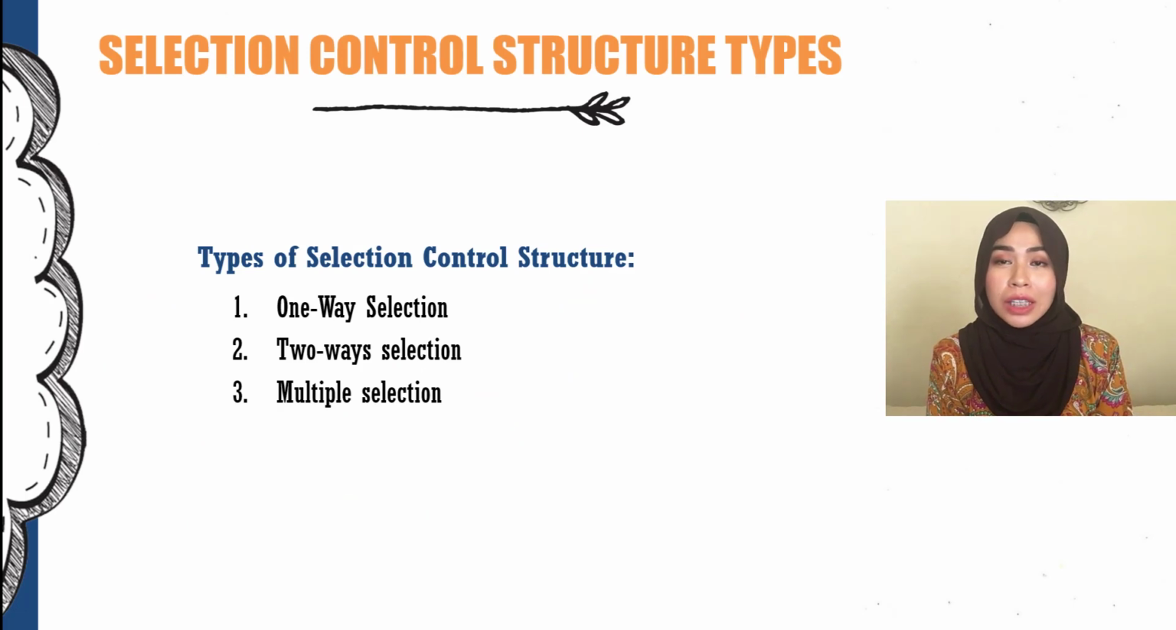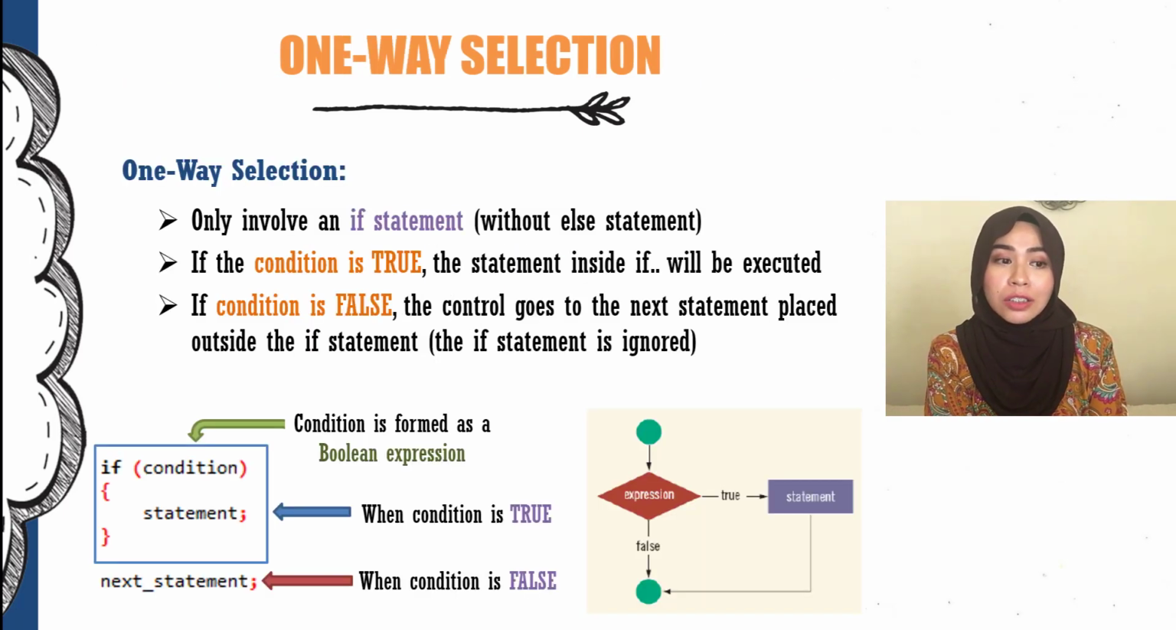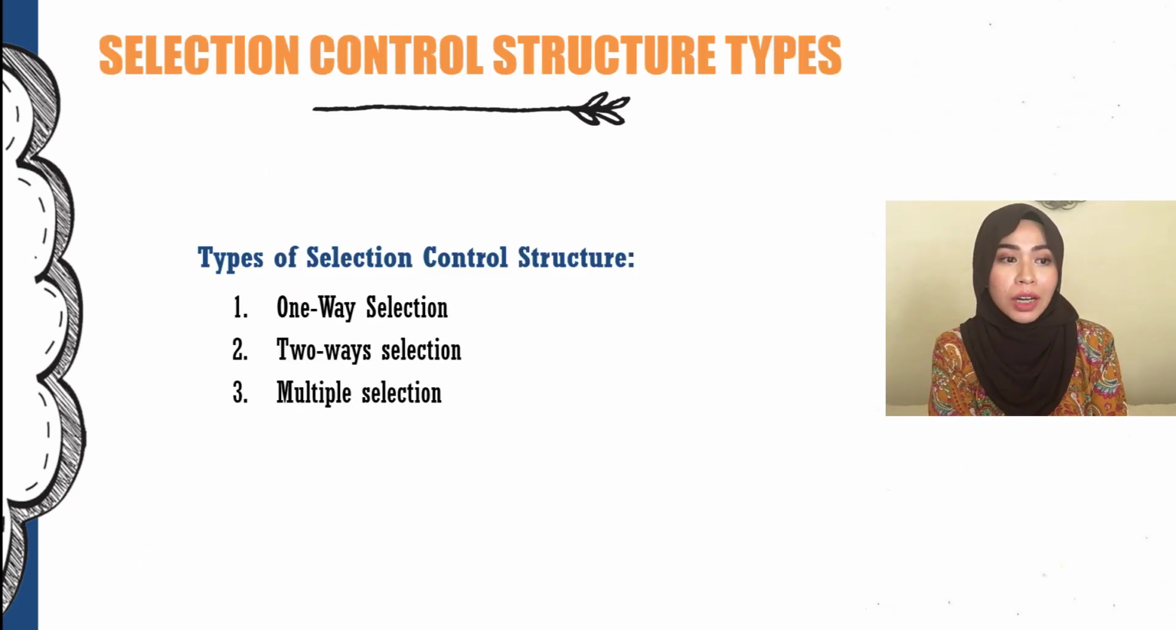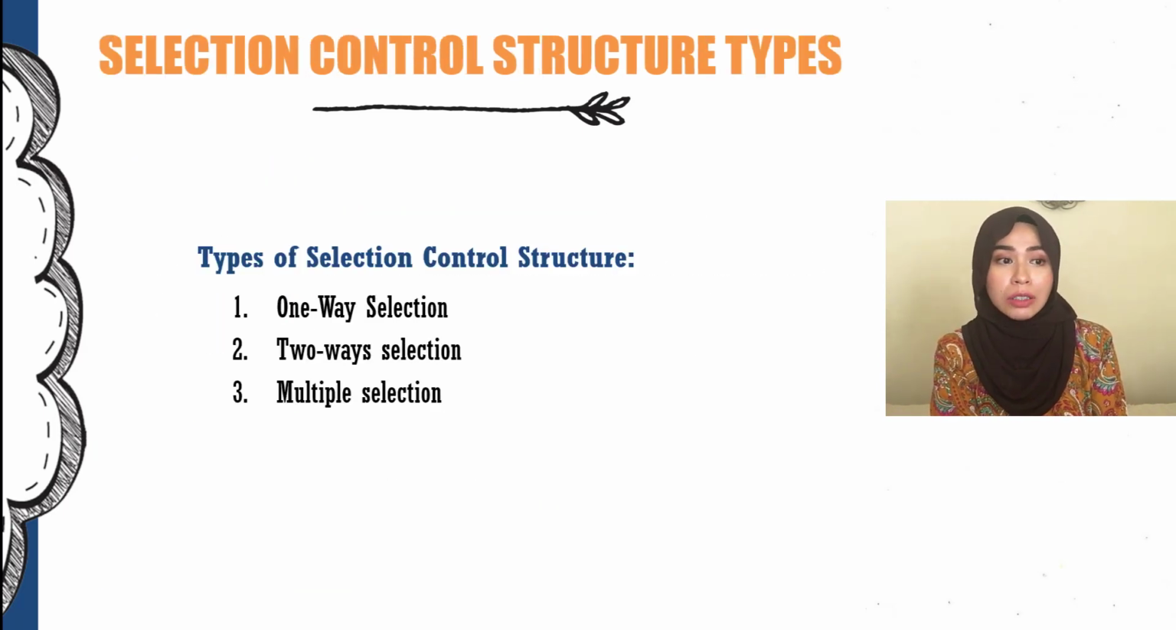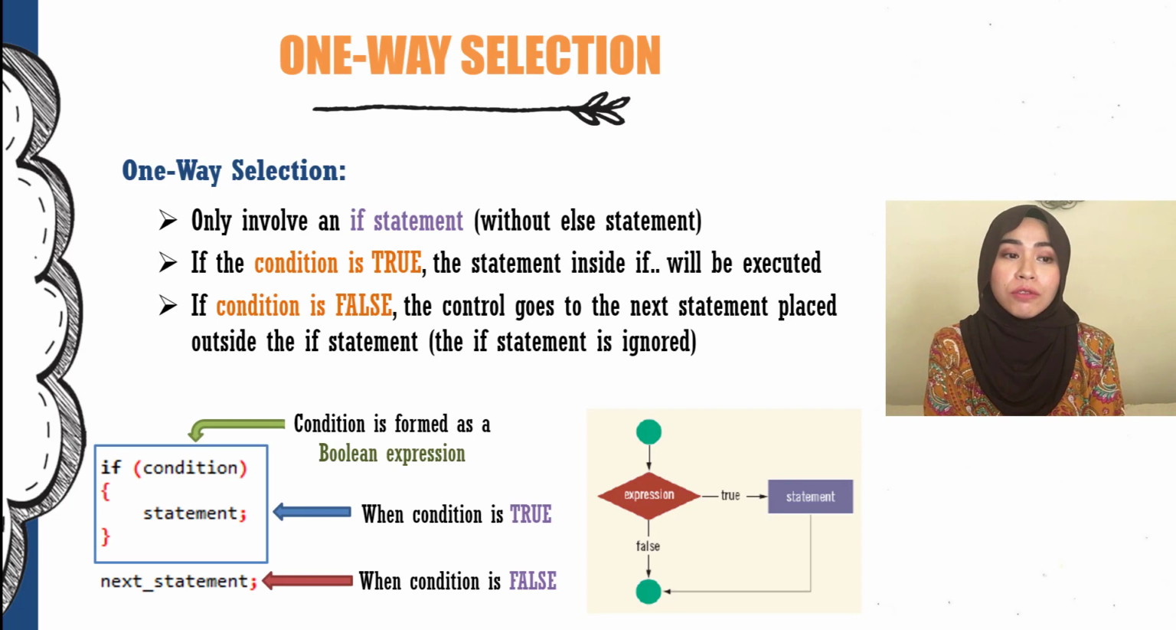Okay, so when it comes to selection control structures, there are 3 types: one-way selection, two-way selection, and multiple selection. The ones we're going to go into today are one-way selection and two-way selection. The first one we're going to look at is one-way selection. One-way selection only involves an if statement without an else statement.